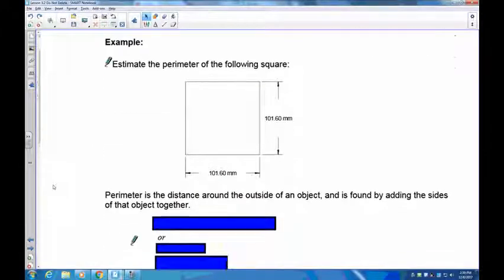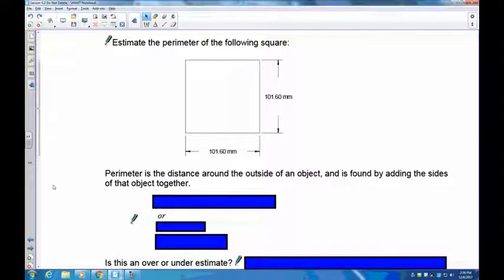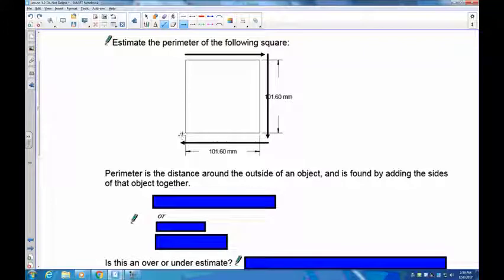All right. Let's go into some geometry. I want you to estimate the perimeter of the following square. Now remember, perimeter is always all the way around the outside, okay? So when you're doing perimeter, you start at one location and you're going to go all the way around and you're going to add up the distances, all right?